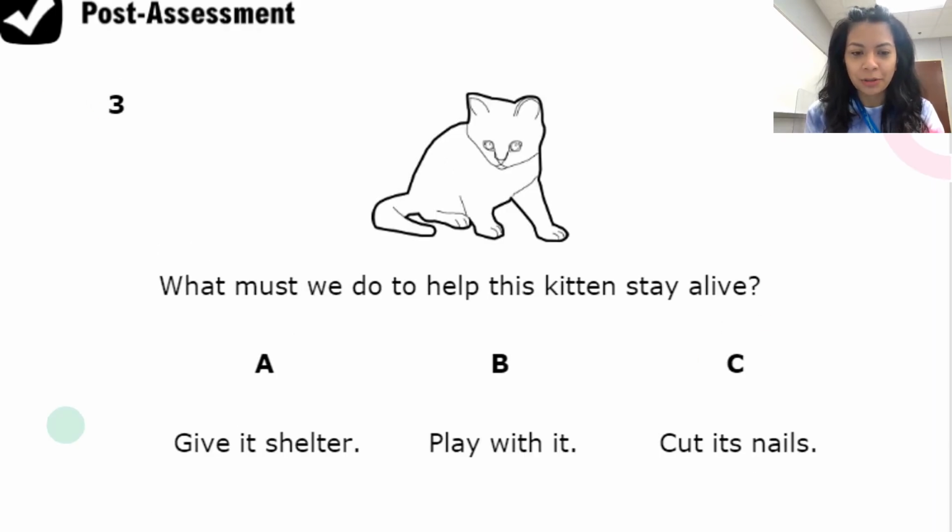Question number 3. What must we do to help this kitten stay alive? Does the kitten need A, shelter, B, play with it, or C, cut its nails? Which one of these 3 answers does this kitten need in order to stay alive? Shelter? Do you need to play with it, or does it need its nails cut?